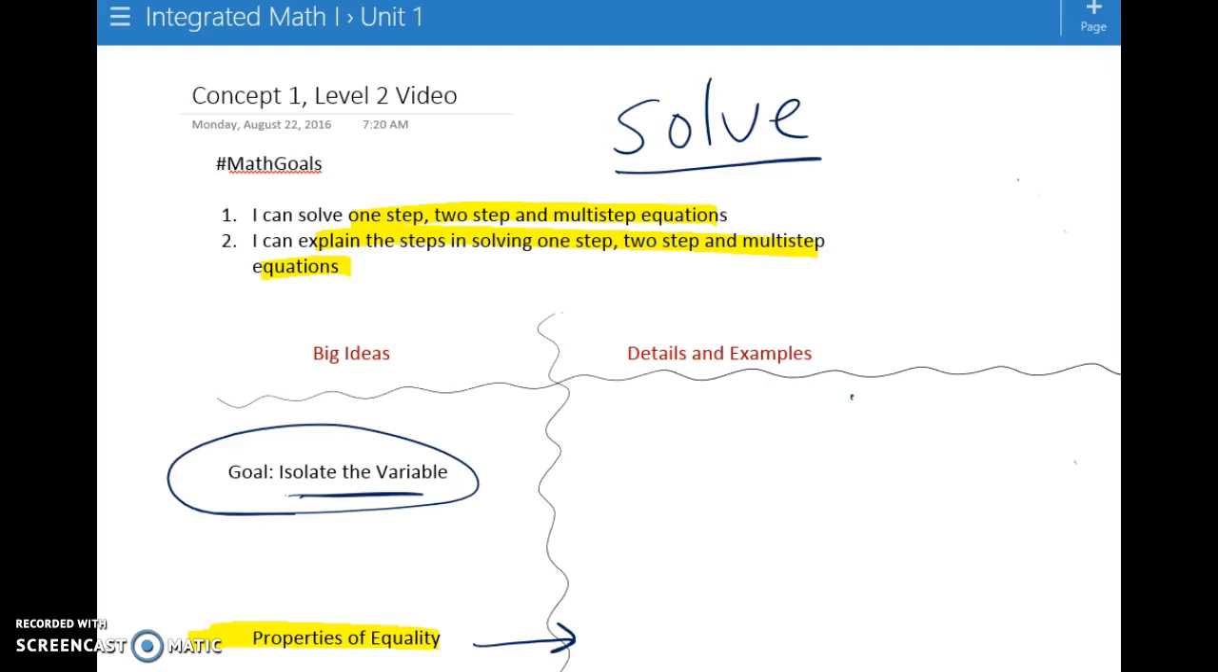This is the Concept 1 Level 2 video. Our goals for this lesson are to solve one-step, two-step, and multi-step equations. Our second goal is to explain the steps in solving a one-step, two-step, and multi-step equation.